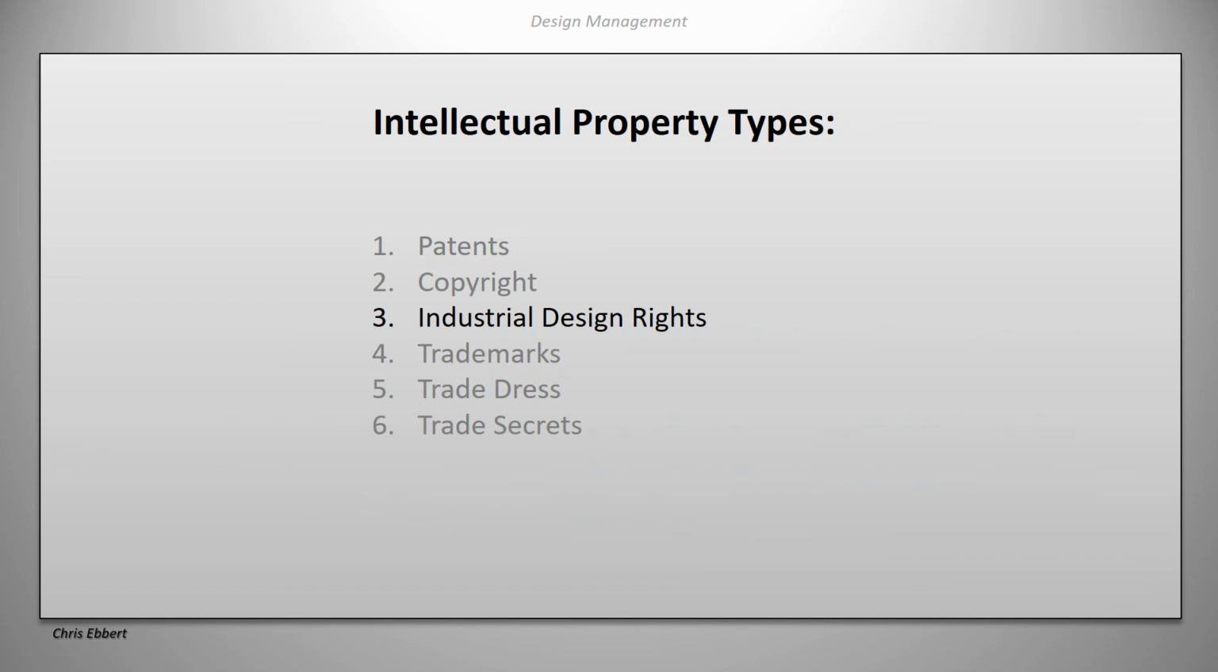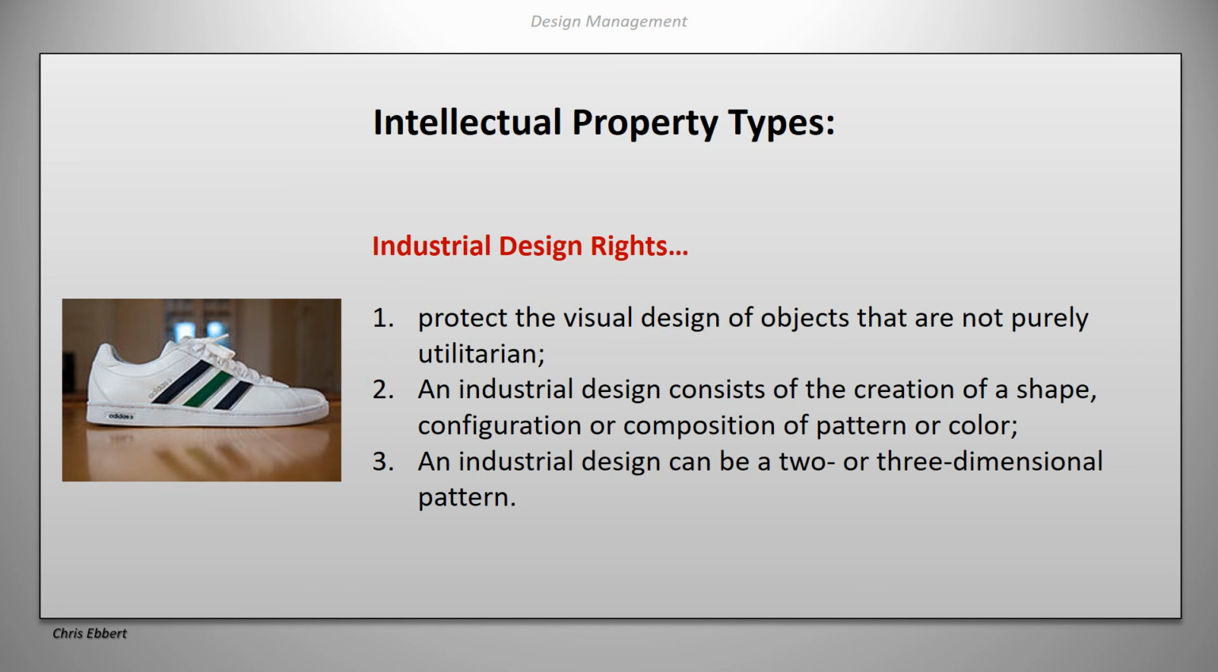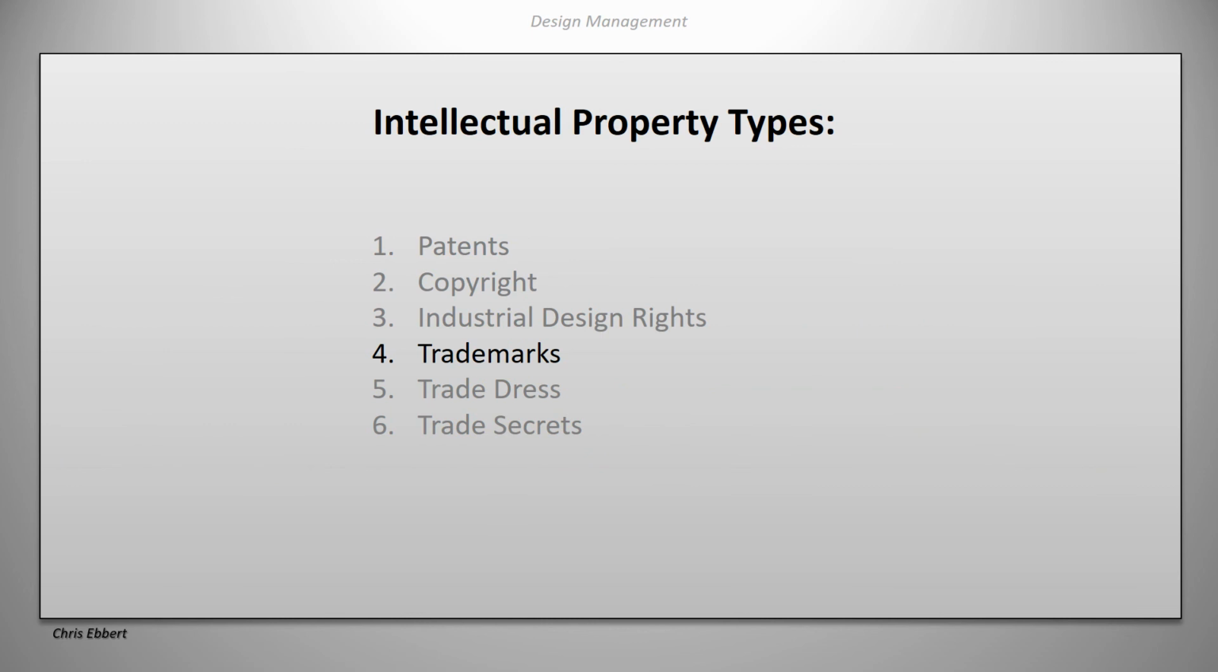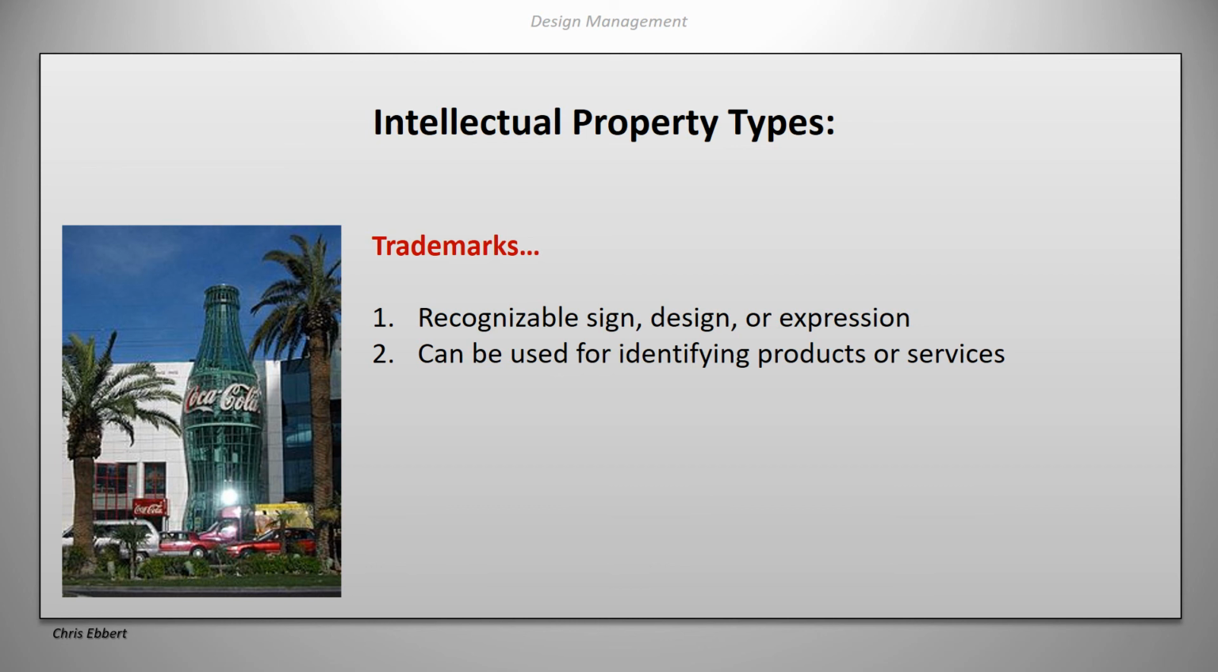There's this thing which is confusingly named. It's the industrial design right. It is an aspect of a product that may or may not be three-dimensional, but it is closely associated with it. I'm showing the three stripes of the Adidas shoe here. That is something the company Adidas has a design right on. Trademarks are readily recognizable signs, designs, or expressions that are used to identify a product or service. I'm using a Coke bottle here to give you a particular example, like that shape of the bottle, that's a trademark, or the writing Coca-Cola as well.